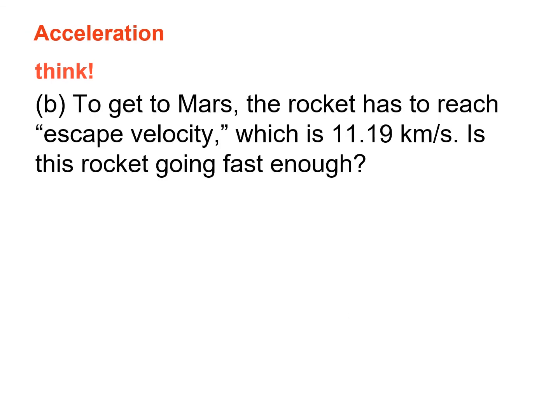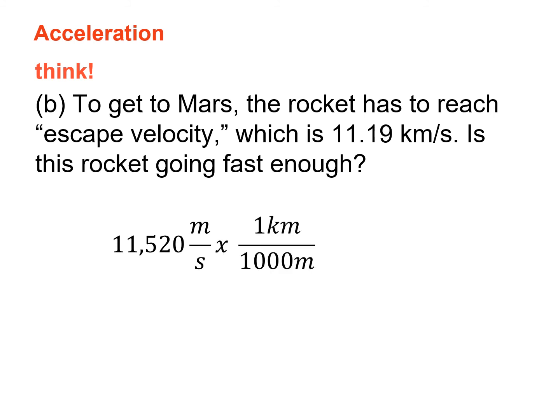Now that tells us how fast the rocket is going, but it still doesn't tell us if it can reach Mars. Has it reached escape velocity, which is 11.19 kilometers per second? Again, we're going to run into a problem with our units. Our answer was given in meters per second, but what we want to compare it to is kilometers per second. So we have to do what's called a conversion. We have to find a fraction that will convert from meters to kilometers. So that's pretty easy. 1 kilometer is 1,000 meters.